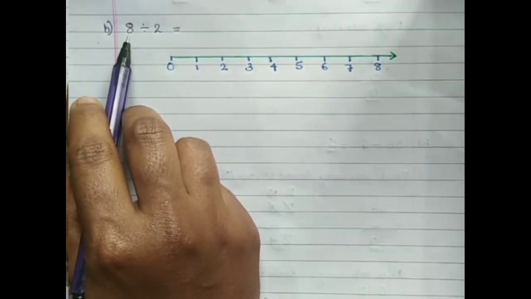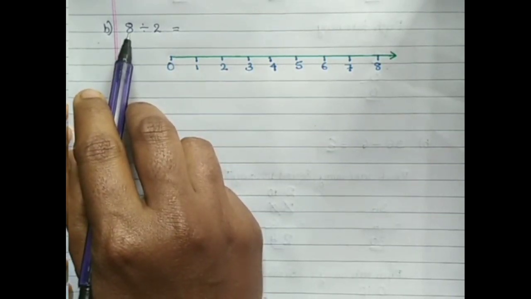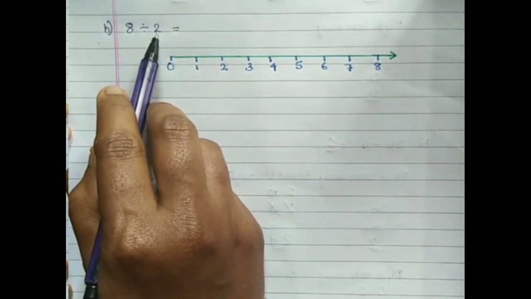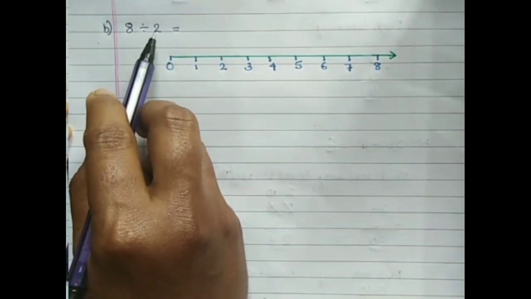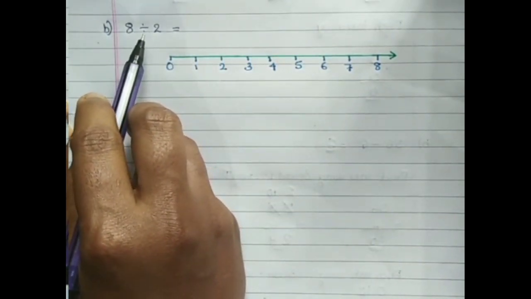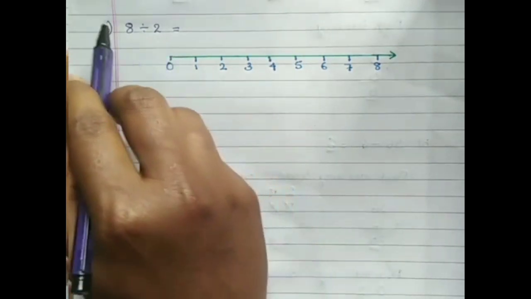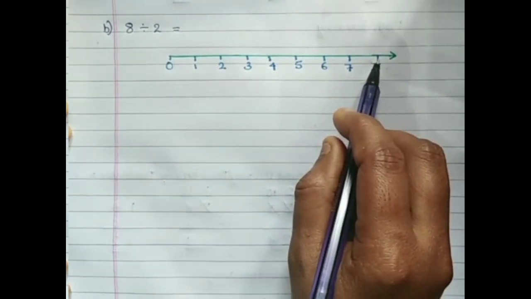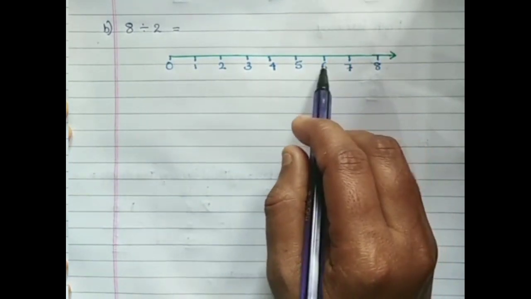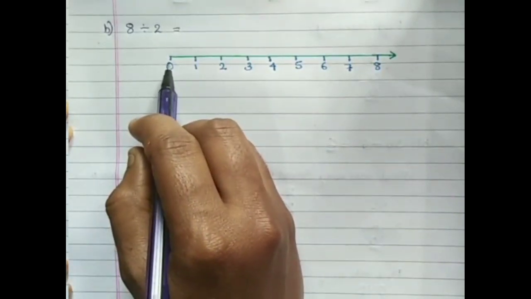Here is our next example. 8 divided by 2. Here we have to divide the number 8 by 2 using number line. How will you divide the number 8 by 2 using number line? I have told you earlier, to divide on the number line, we should start from the number 8 on the number line. And we should jump 2 numbers backward till we reach the number 0.